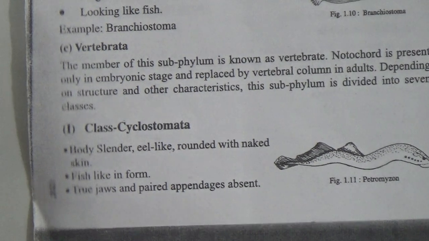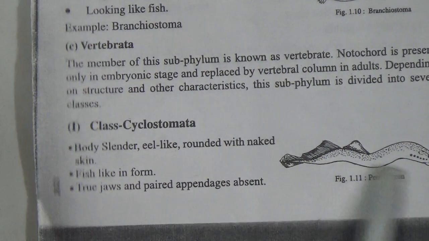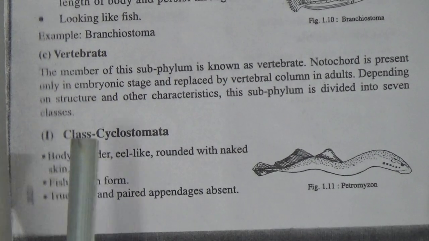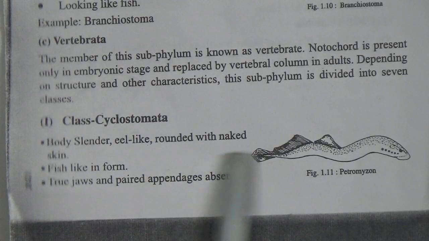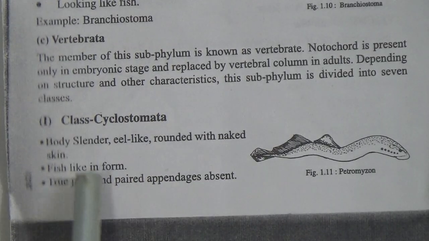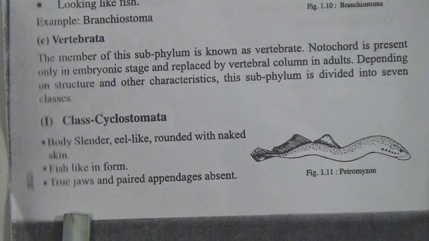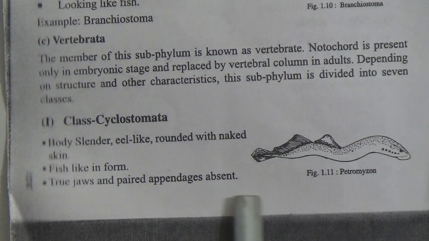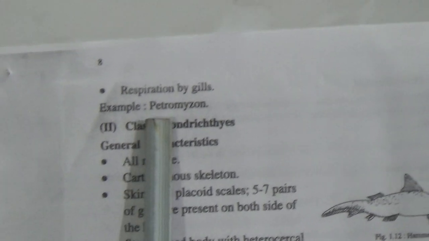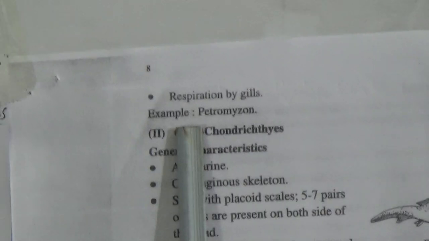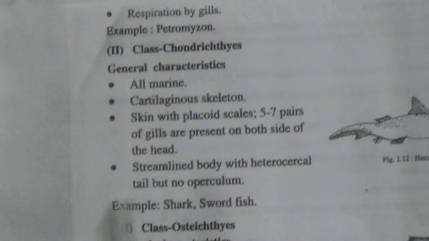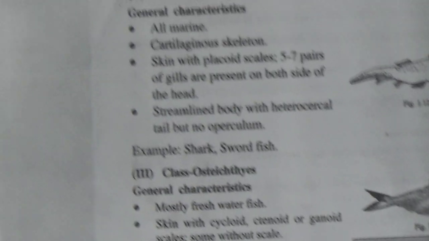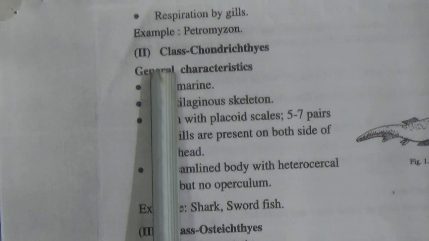Now we'll discuss the general characteristics of class cyclostomata. Body slender, eel-like, rounded with naked skin, fish-like in form, and true jaws and paired appendages absent. And the last characteristic of cyclostomata is respiration by gills. For example, petromyzon. My dear students, this is the figure of petromyzon. Now come to the next class.